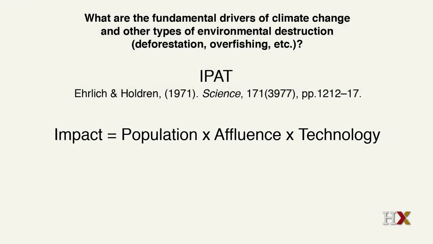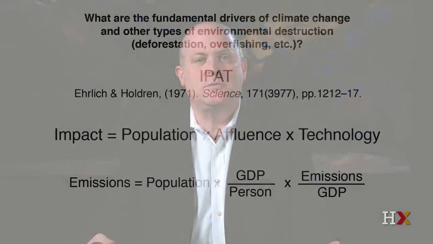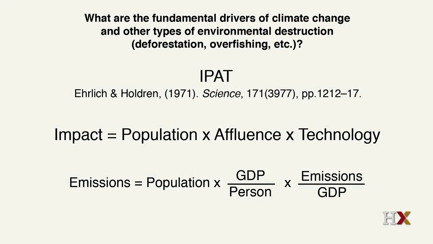We can apply this equation to any sort of environmental impact. We could think about this in terms of pollution or in terms of overfishing or any other environmental problem. But if we apply it to greenhouse gases, we can write a very simple equation that says that the emissions of carbon dioxide, the major greenhouse gas, equals the number of people, the population, times affluence, which is just the GDP per person, times the technology, which we're going to define as the emissions per GDP.